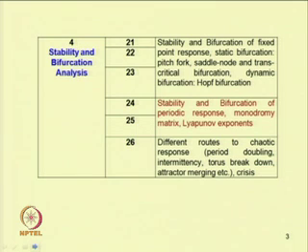In which I will tell you about the pitchfork, saddle node, and transcritical bifurcations, then about the dynamic bifurcation, that is Hopf bifurcation. And the next 2 classes we will study stability and bifurcation analysis of periodic responses. Here we will study the monodromy matrix, Floquet theory and Lyapunov exponents. Then we will study the quasi periodic and chaotic response, and in the last class of this module I will tell about different routes to chaotic responses.